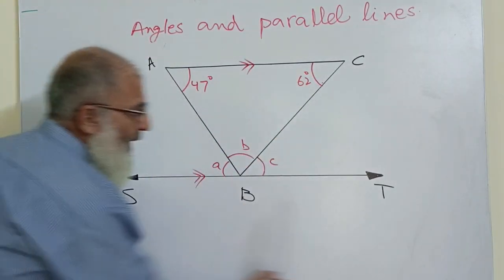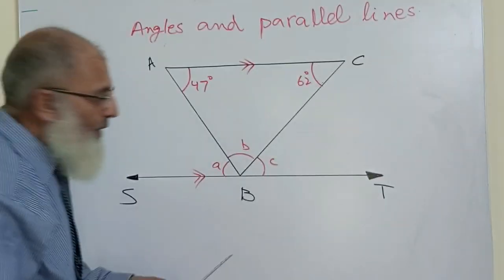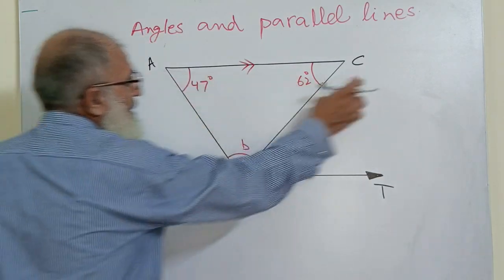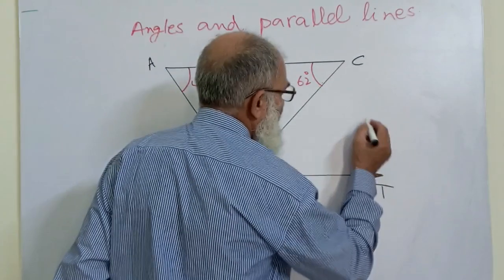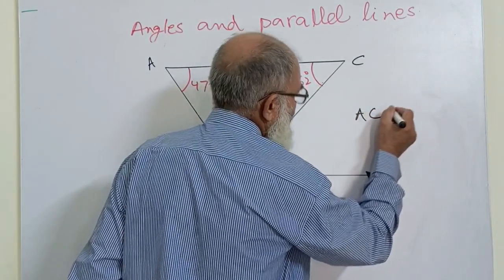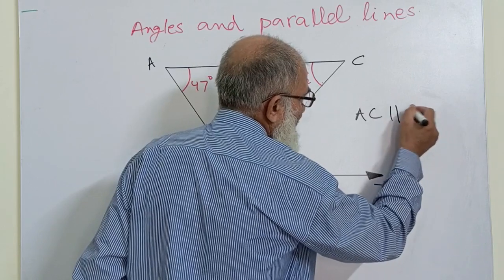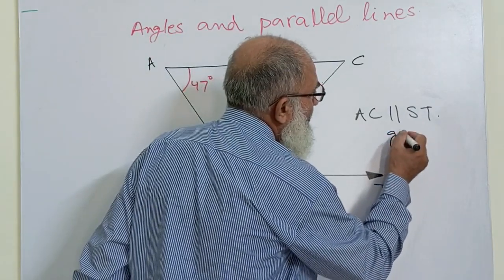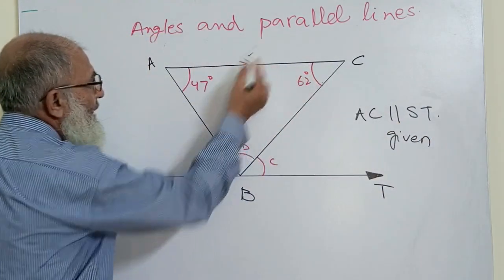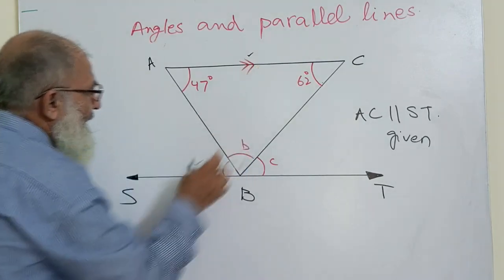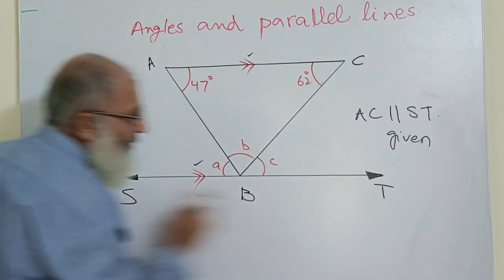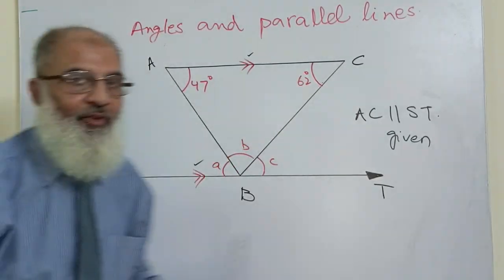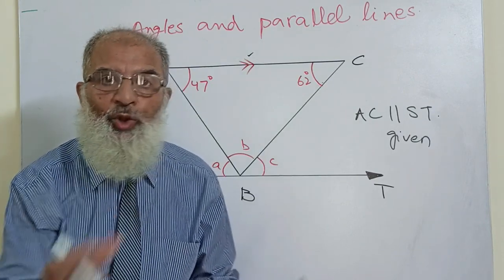AC is parallel to ST. First of all, we have to confirm that AC is parallel to ST. Now, this is given, because this sign and this sign indicate that AC is parallel to ST. Now, since this sign is given, our every problem has been solved within no minute.